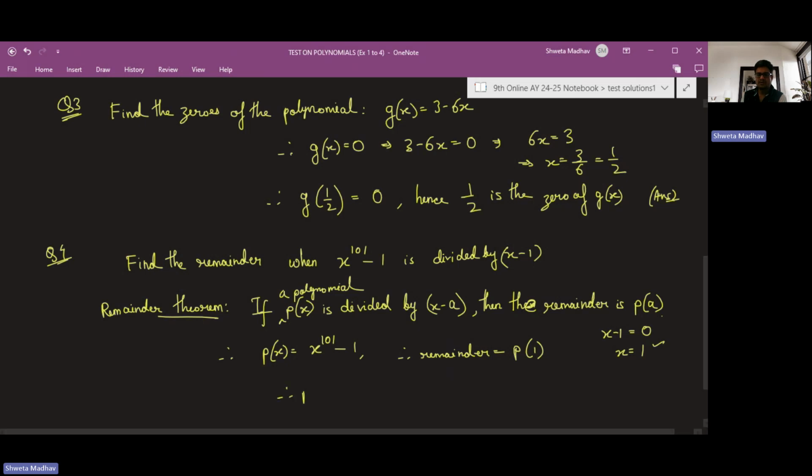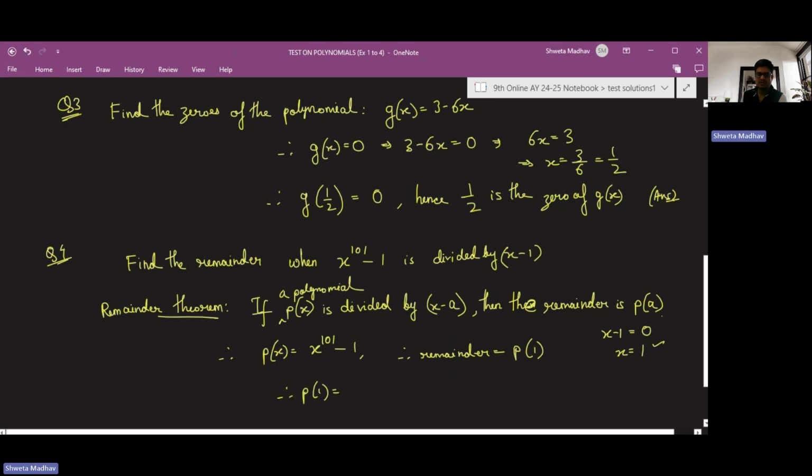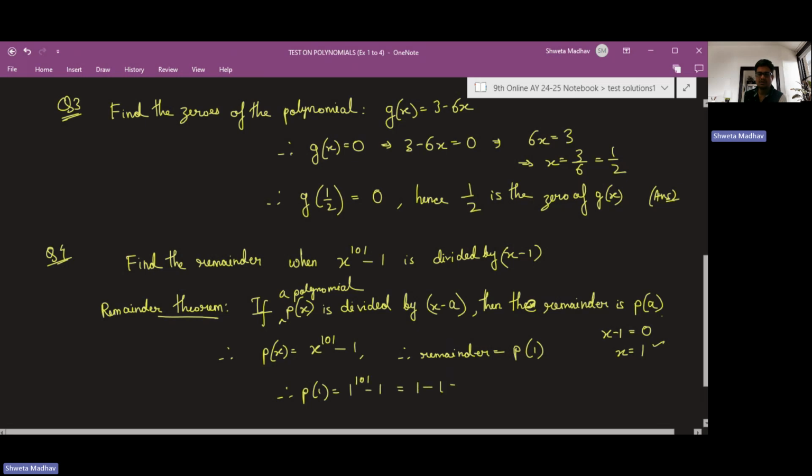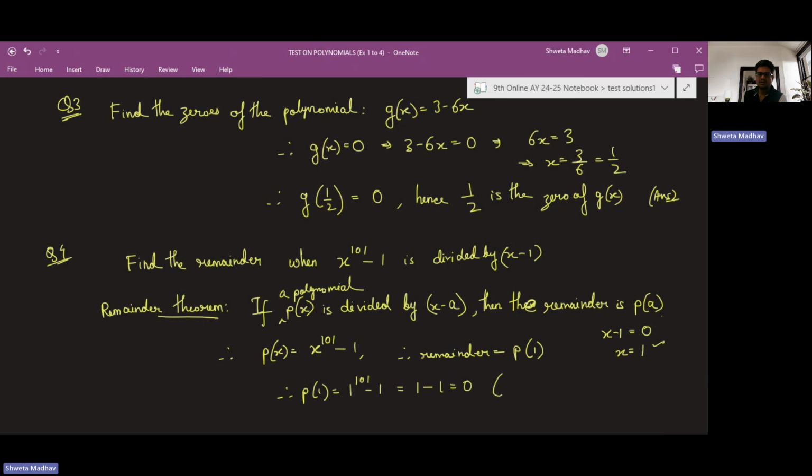So therefore here p of 1 will be simply, in place of x, I will put 1. So 1 power 101 minus 1. So 1 power 101 will be 1 only. 1 minus 1, that is 0. So hence the required remainder will be 0. So 0 is the answer.